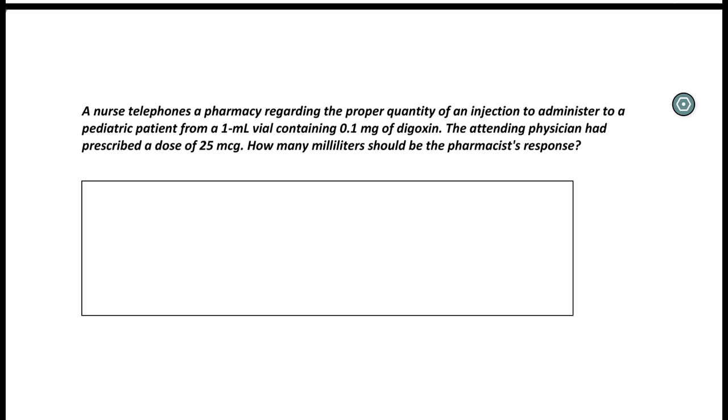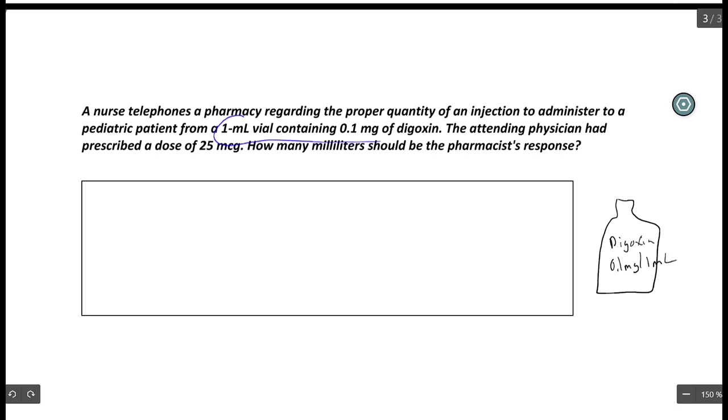So in other words, we have a nurse. She has a vial. I will attempt to draw a vial here. So here's a vial of a medication. The medication is digoxin. And the strength on this is 0.1 milligrams per 1 ml. How do I know that? Because the question gave me that there is a 1 ml vial, which means it's got 1 ml liquid in it. And in that 1 ml liquid, it contains 0.1 milligrams of digoxin.